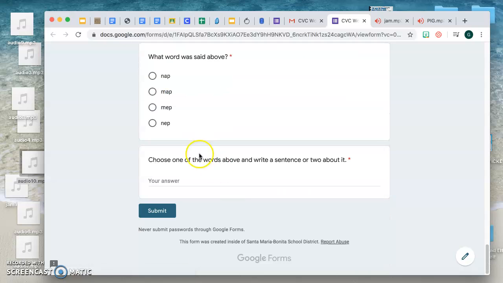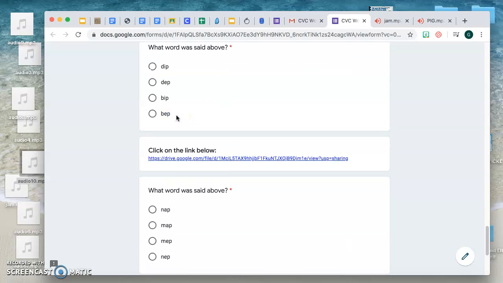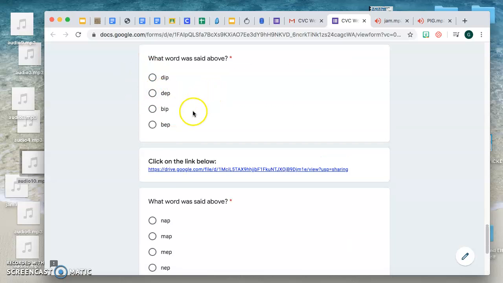The only one that is different is this last one. It says choose one of the words above and write a sentence or two about it. So they could go up. Theirs will be clicked on the correct word.